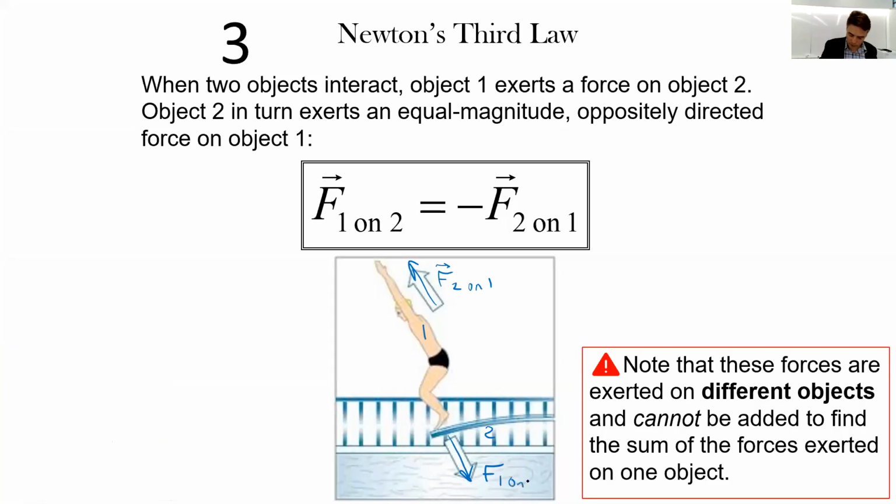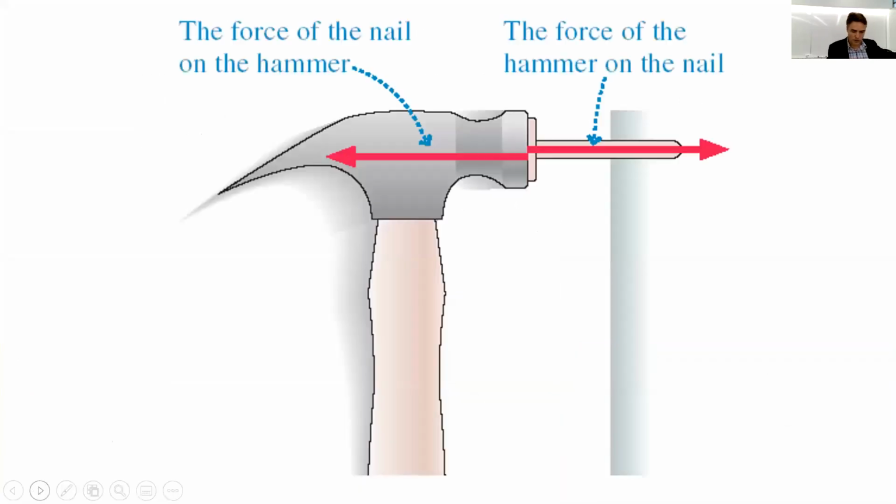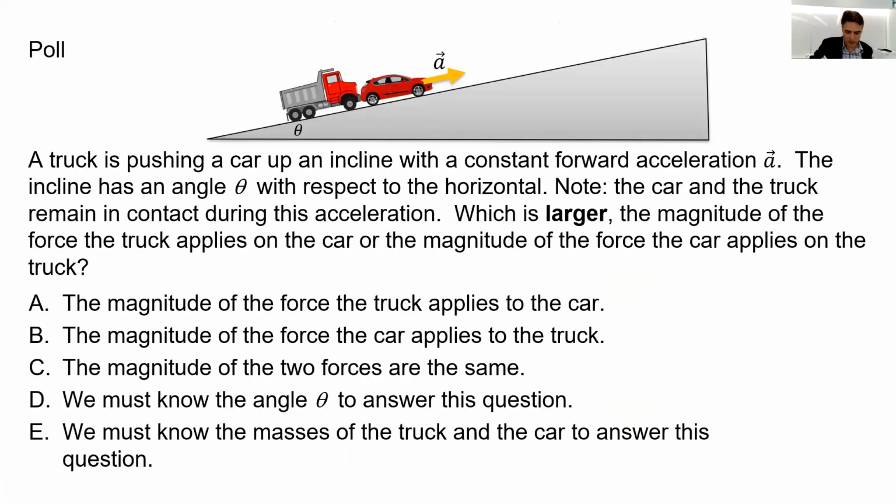F1 on 2. So, for example, if you hit a nail with a hammer, this is the force of the hammer on the nail, F(H) on N, hammer on nail. There's an equal and opposite force hitting the hammer, the nail hitting the hammer, F nail on hammer. There's lots of examples of that.